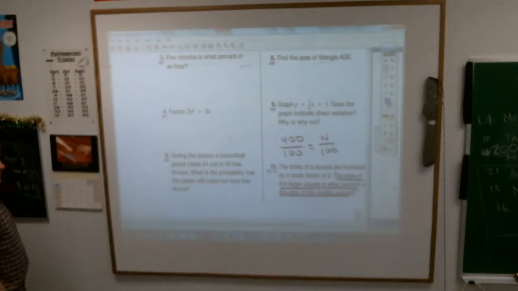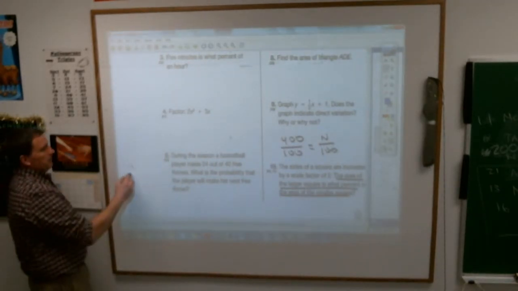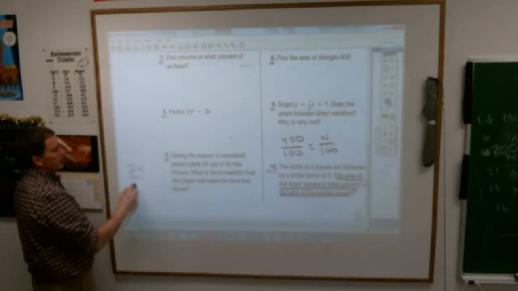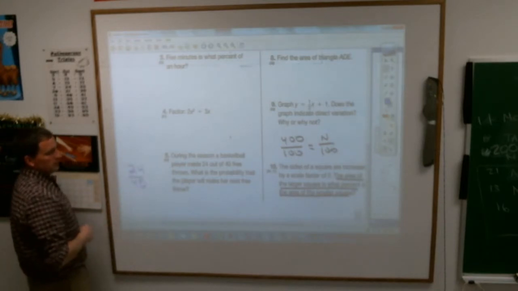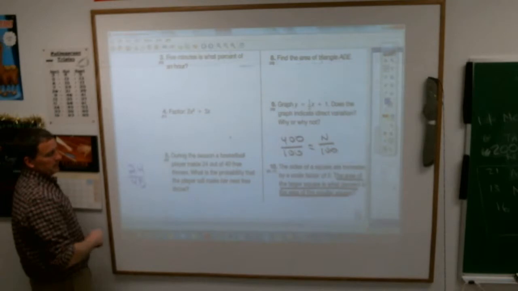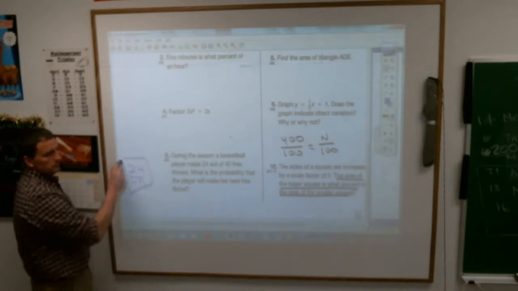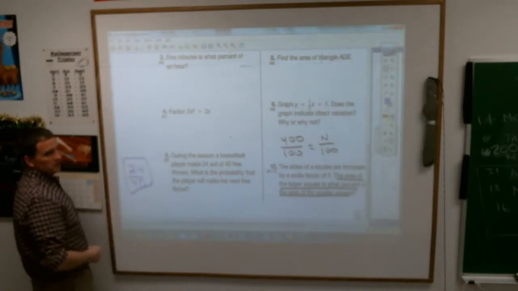During the season, a basketball player made 24 out of 40 free throws. What's the probability that the player will make the next free throw? 24 out of 40. Just reduce it.